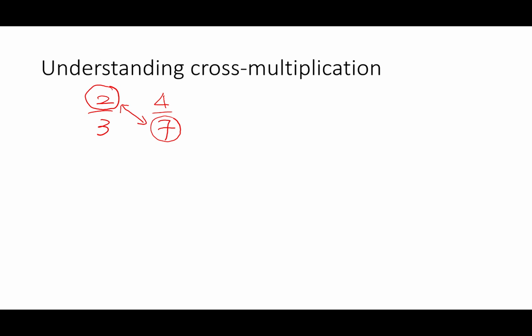And then secondly, the second step, you multiply the denominator of the first fraction by the numerator of the second fraction. And this is the cross that we have, okay? And you jot down the answer. So in this case here, what do we have? If we cross multiply 2 times 7, what do we have? We have 14.